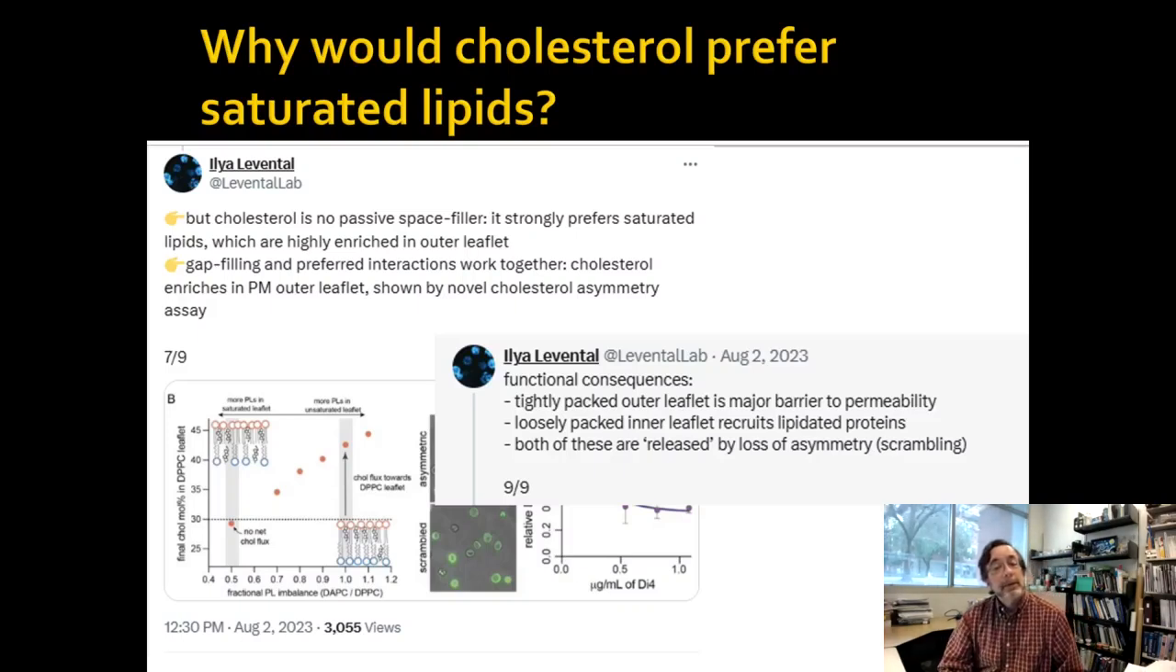And there is a scrambling that happens when you have this going on. I just think that's a cool story, but I want to ask you, the thing that they say, it strongly prefers saturated lipids. Why would cholesterol prefer saturated lipids? What about its structure makes it do this, which actually ends up with it working the way it should? I'm not going to answer that question. I might ask it on a test. We'll see.